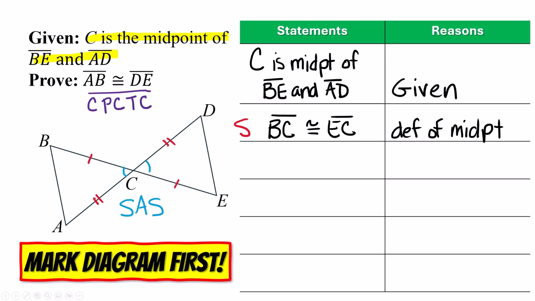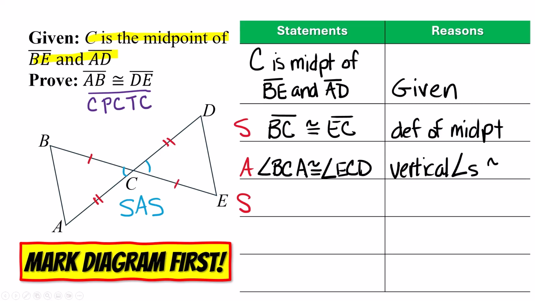That is our first side. Since we're going to go for side, angle, side, I'm just going to use these letters to organize my thoughts. So the angle now, you have to talk about these 2 angles. So angle BCA is congruent to angle ECD. Those are vertical angles. That doesn't have to be in the given information. You're allowed to use vertical angles because that's a definition whenever you see them in a diagram. And then the last side is going to be the other thing with the midpoint, which is AC and DC. So AC is congruent to DC, and that is also a definition of a midpoint.